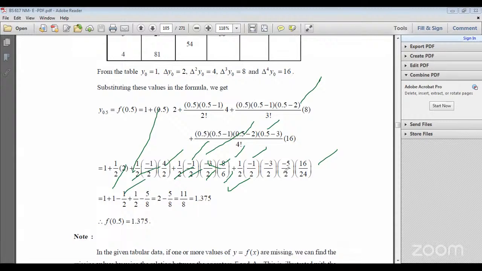So then now these all get cancelled here. 16, 3, 1, 3, 8 that is minus 5 by 8. So 1 plus 1, 2 plus minus cancel here. 2 minus 5 by 8, 11 by 8. So that is called 1.375. What is the output value that came here?